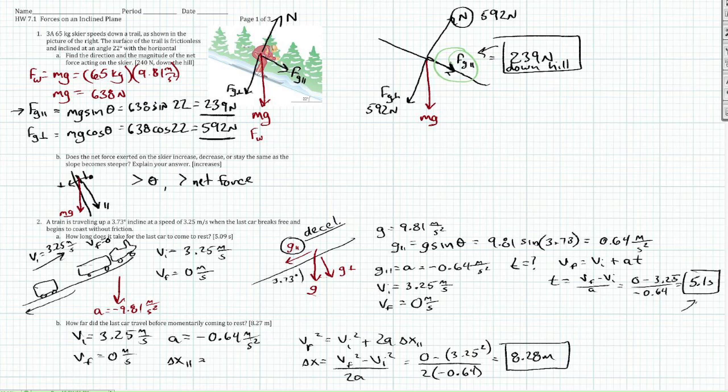This is how long it takes to drift to a halt, and this is how far it goes. And this is all based on the fact that not just forces, but also accelerations can be broken into components perpendicular to the hill and parallel to the hill. We know how to do that. We can now apply that to other scenarios. There we go. That's question 2 of homework 7.1.